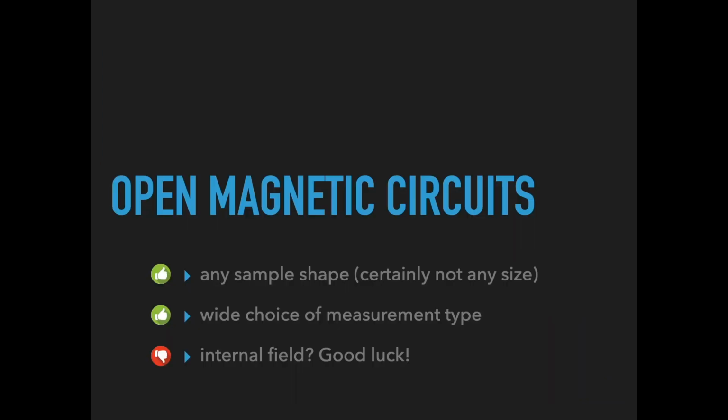Let's now discuss measurement methods in open magnetic circuit configuration. As we said, this configuration has the advantage that you can use samples of any shape, although not of course of any size, and you have a wide choice of measurement types. The disadvantage is that it is not easy to know the internal field of the sample, because the calculation of the demagnetizing fields is not possible for an arbitrary sample shape, and numerical methods must be used in that case.